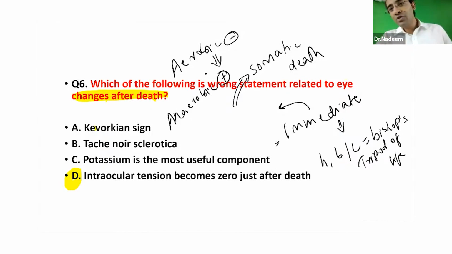This is somatic death, not cellular. So what is happening here? During immediate and somatic death, if you apply miotics or mydriatics, the pupil will respond. If you shift the dead body to a ventilator, it will support.